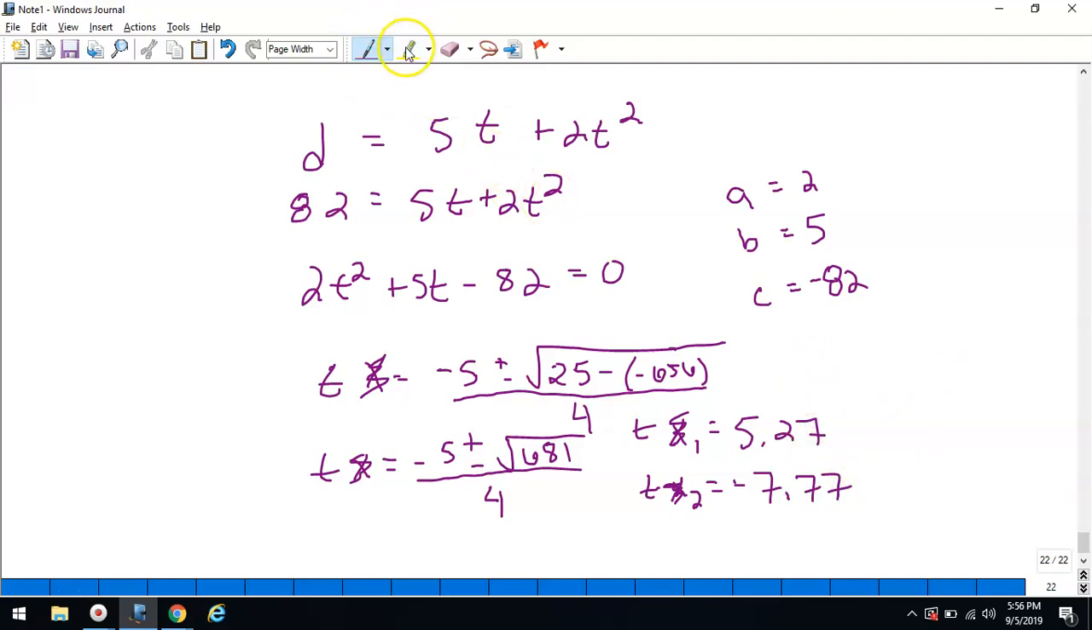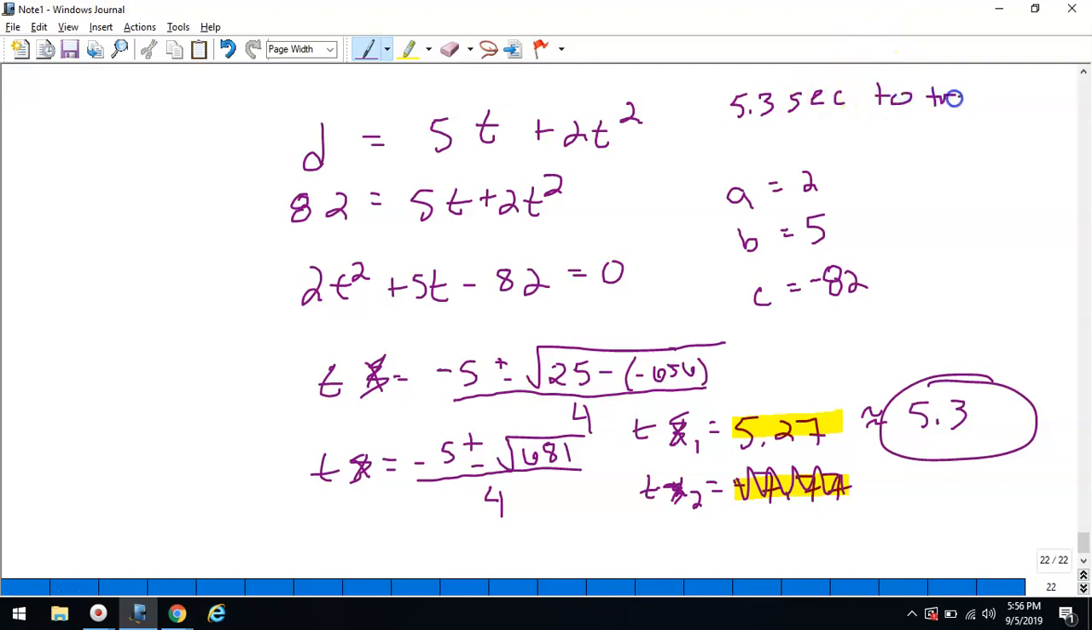What I want to show you is I got 2 answers. I got a positive answer and I got a negative answer. But when we're dealing with time, this negative answer is not going to mean anything. So that doesn't mean anything. Our answer, if we're only going to 1 decimal, is going to be this one, which is going to be 5.3. So the answer is, it will take the object approximately 5.3 seconds to travel 83 feet.